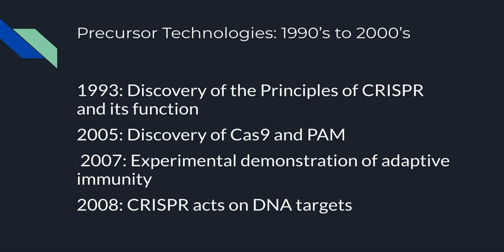This experiment was done in dairy products. It then showed that Cas9 is likely the only protein required for interference, which also makes it a cheaper technology to be used. And then in 2008, we have CRISPR acting on DNA targets. And this is crucial because before it was thought to be RNA.